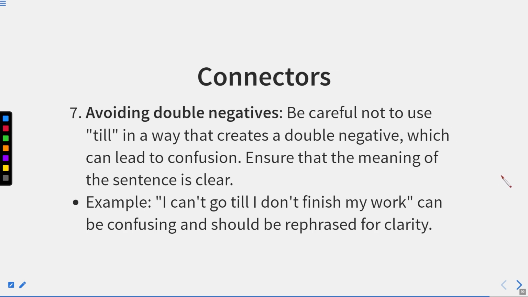Avoiding double negatives. Be careful not to use till in a way that creates a double negative, which can lead to confusion. Ensure that the meaning of the sentence is clear. I cannot go till I don't finish my work. Now this sentence is incorrect, can be confusing and should be rephrased for clarity. We can write the sentence like, I can't go till I finish my work. Don't is not required over here.